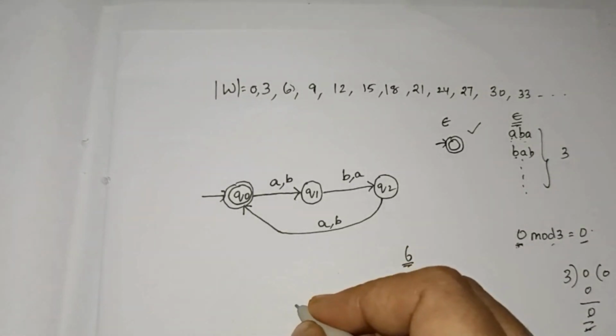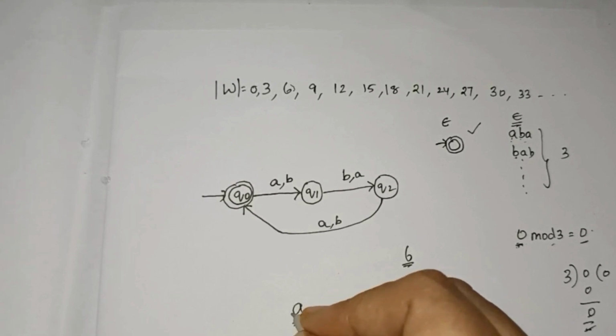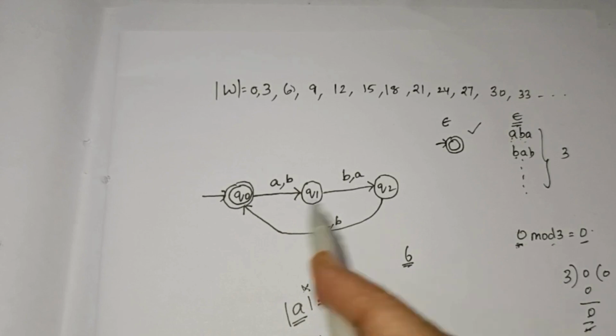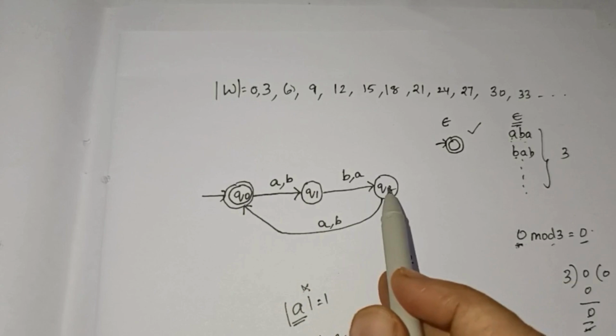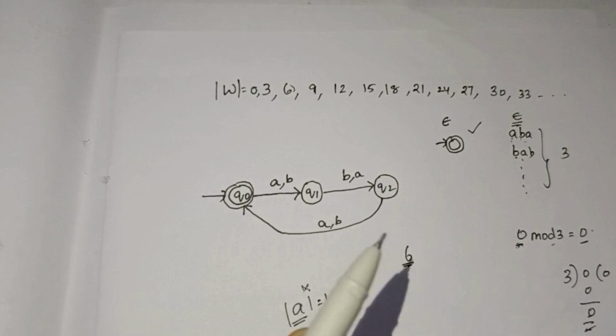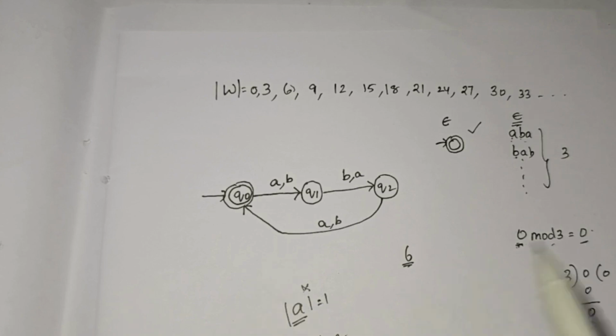Now, if I take only A, this is length 1, so it shouldn't be accepted. From the initial state it goes to Q1, which means it ends up in a non-final state. Hence, this is not accepted. If I take A, B, then the length is 2, ending up in a non-final state. Hence the string is not accepted. So for any combination of A's or B's, if the length is 1, 2, 4, 5, 7, or 8, then the string will not be accepted. Only the numbers divisible by 3 should be accepted.